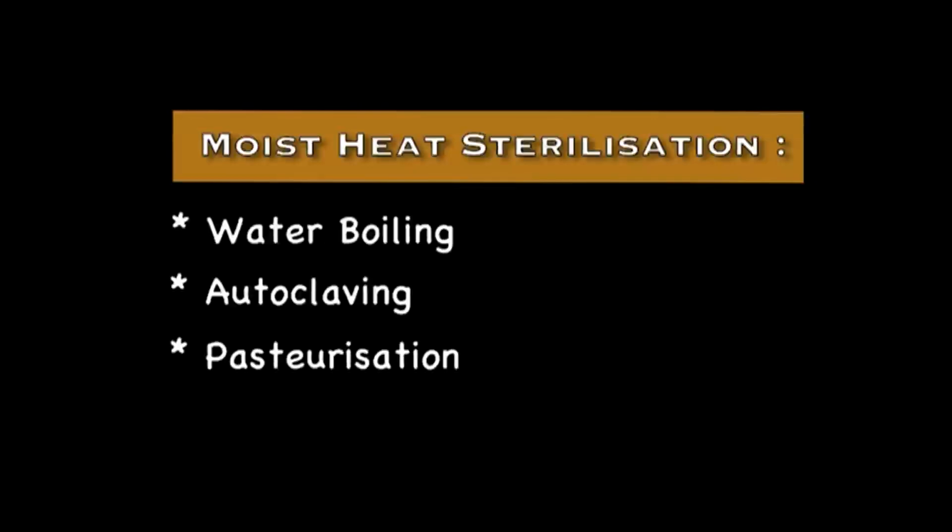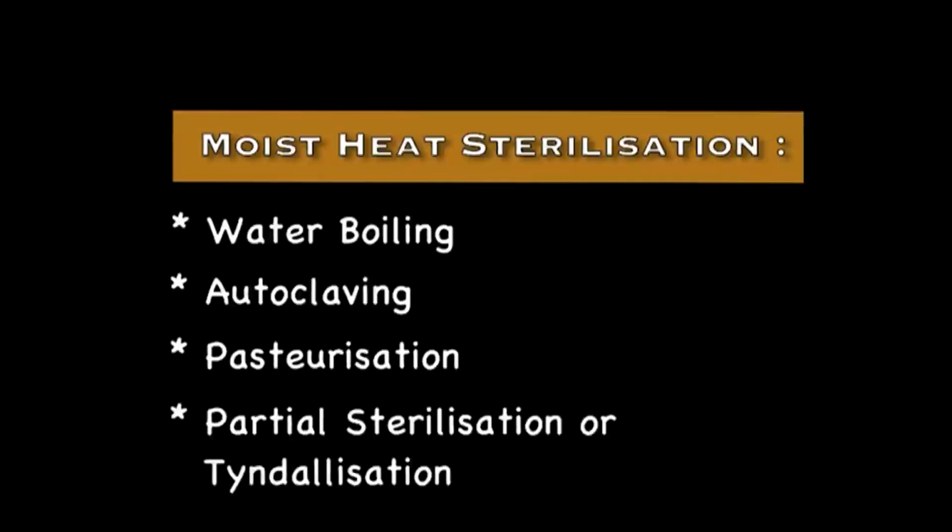Now, moist heat sterilization can again be of different types. Number 1, it can be boiling of water. Number 2, it can be autoclaving. Number 3, it can be pasteurization, or partial sterilization, which we may call tyndallization. So first of all, we will start with boiling of water.